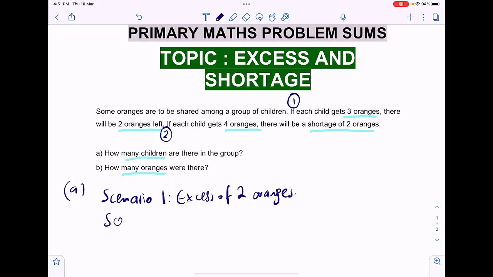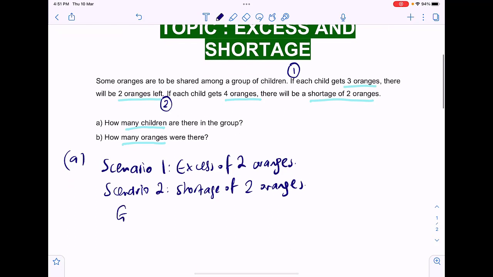Scenario 2 is a shortage of 2 oranges. And then we find what is known as the gap. Alright, if both are different, so 1 excess, 1 shortage, we have to add these numbers. So 2 plus 2, 4.